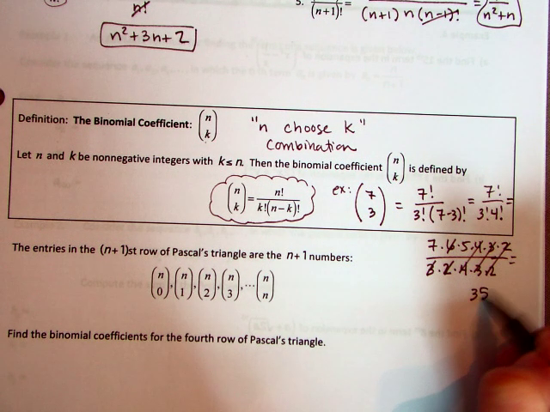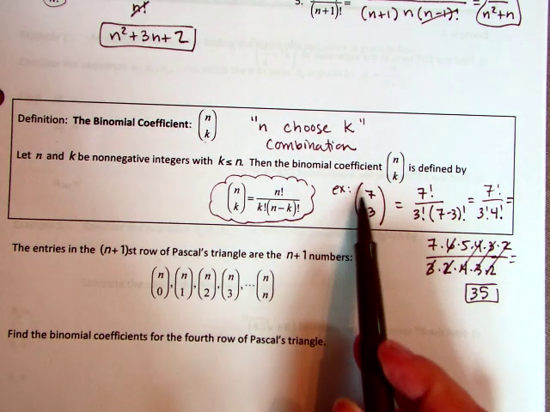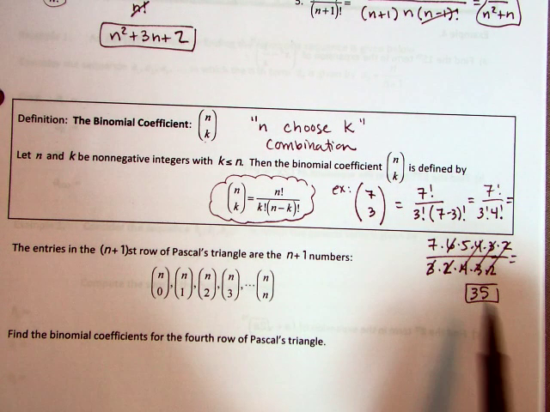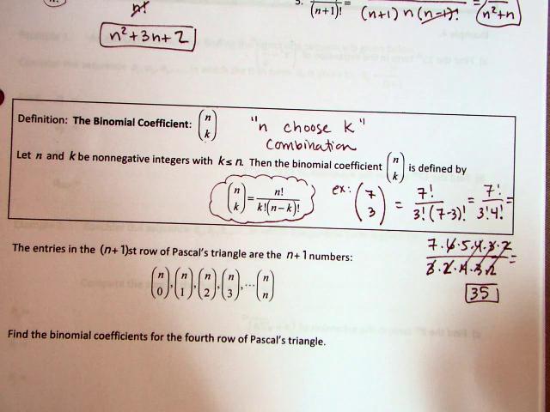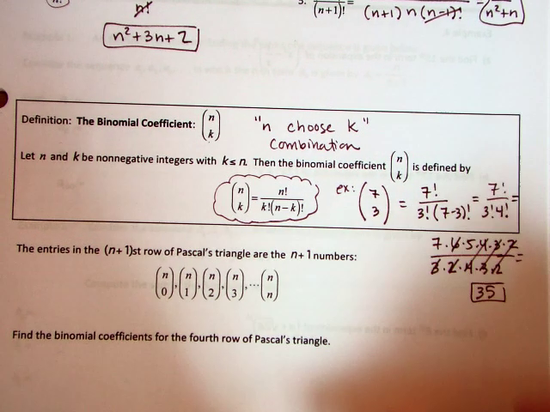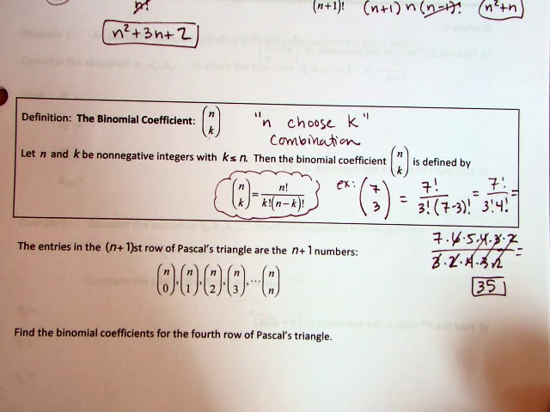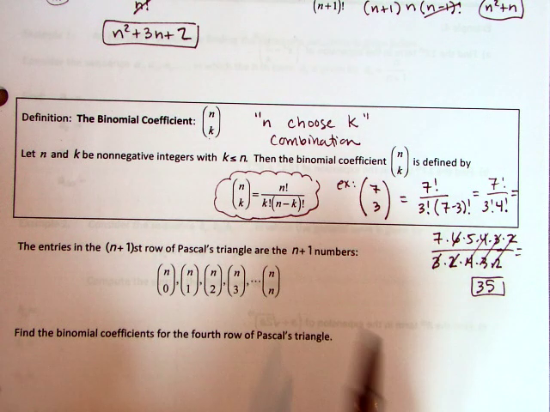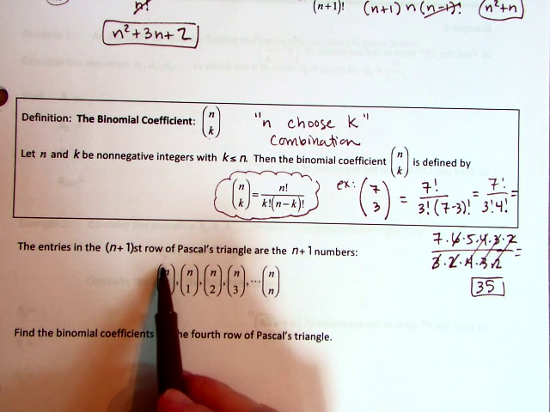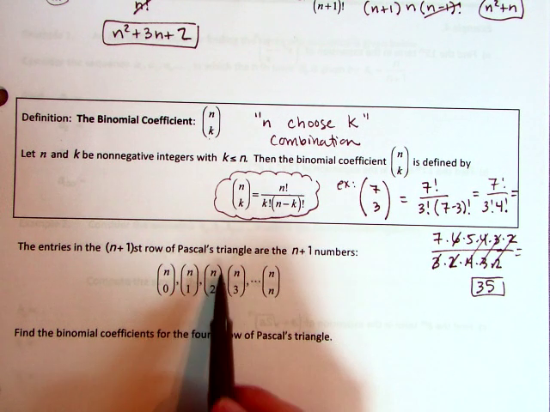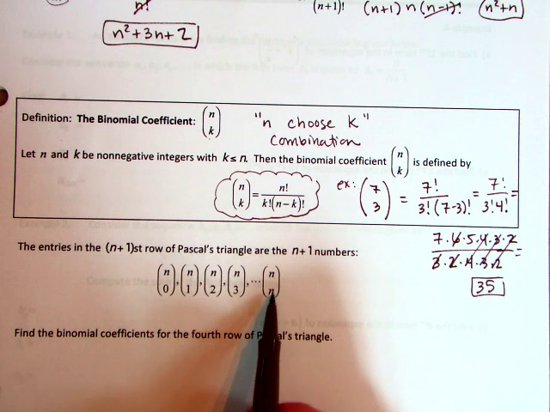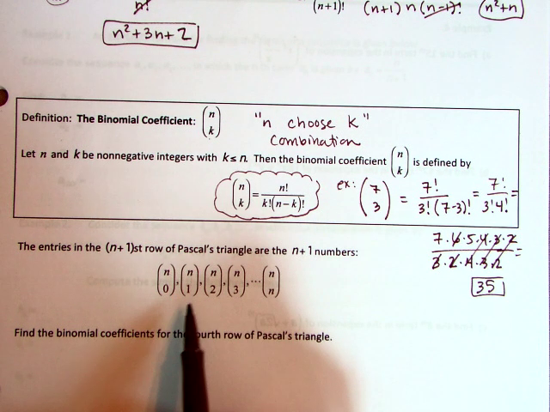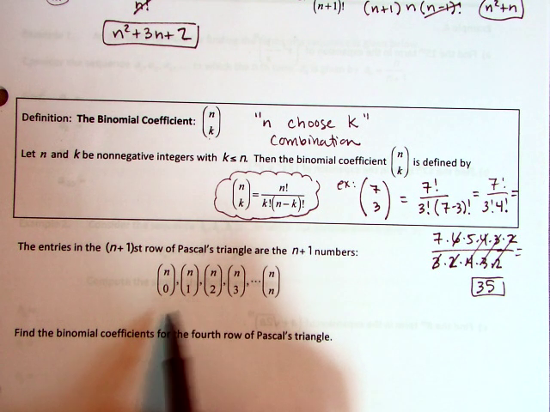If it's variables, you would get a variable expression, right? So the cool thing is that these combinations, these binomial coefficients, if you take like the 7th row of Pascal's triangle, and you do 7 choose 0, and then 7 choose 1, and then 7 choose 2, and 7 choose 3, all the way to 7 choose 7, those numbers are going to be the exact same as the coefficients in the 7th row. So that's what this means. The entries in the n plus first row of Pascal's triangle are just these binomial coefficients.